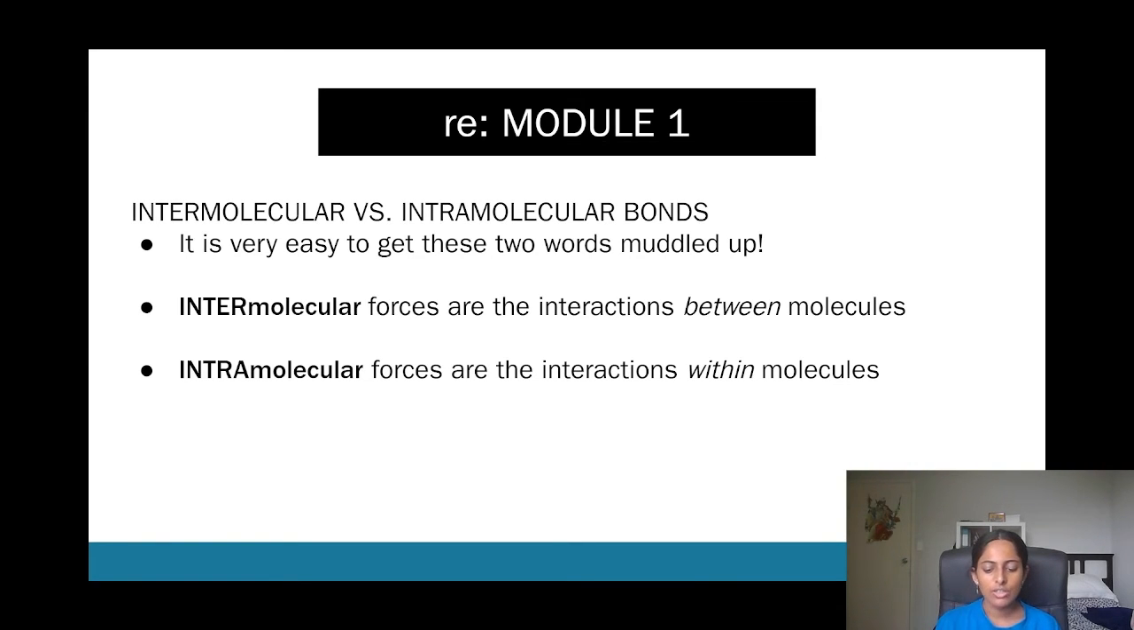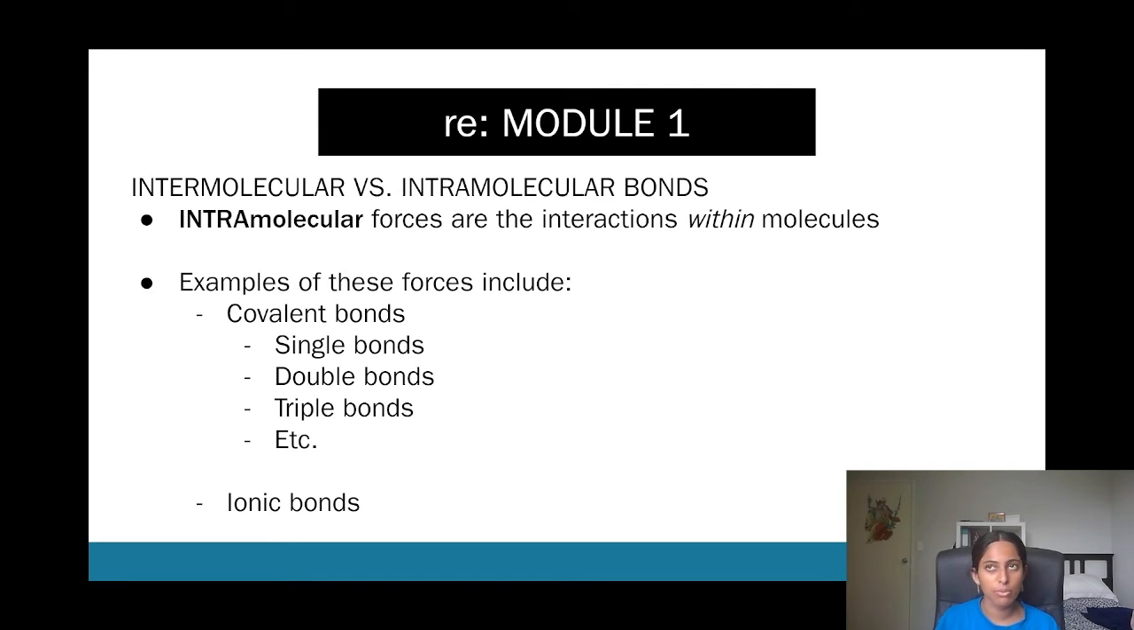The bonding that we've seen so far, ionic and covalent, are something called intramolecular forces. These are forces within molecules, so between two different atoms. Intermolecular forces is when you have interactions between two different molecules. So let's say two different molecules of water. That's the kind of interaction that we're talking about. It's really important that you know the difference. Examples of intramolecular forces are covalent bonds, which I've explored, and ionic bonds.